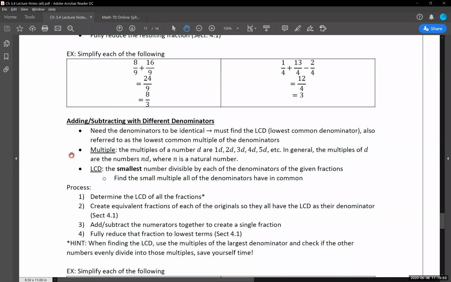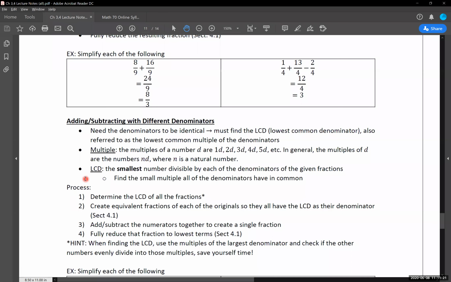I'll use another example here. If we were to list the multiples of 5, it would be 5, 10, 15, 20, 25, 30, etc. So that's how we could find and list the multiples of a number. But if we're trying to find the lowest common denominator, or the lowest common multiple of the denominators, this is the main thing that we're going to end up having to look for.